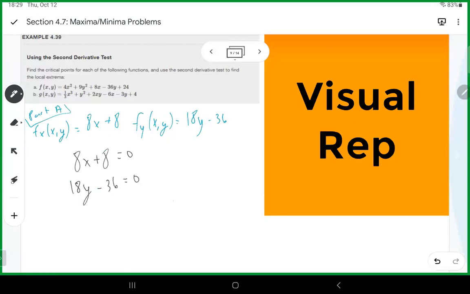So if we solve this system, which you all should know how to do, we're going to end up getting (-1, 2) as our critical point. You guys okay if I use the good old CP?